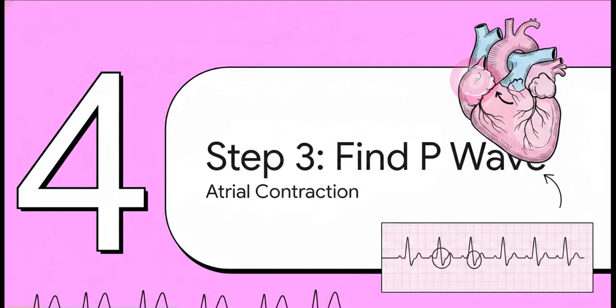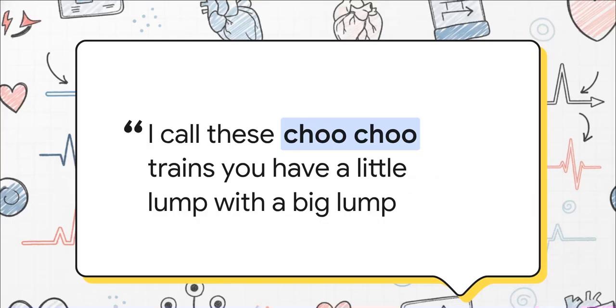Awesome. Step 3. Find the P waves, which represent the atrial contraction. I absolutely love this visual. I call these choo-choo trains. You have a little lump, followed by a big lump. What we're doing here is looking to see if that little P wave is actually present.